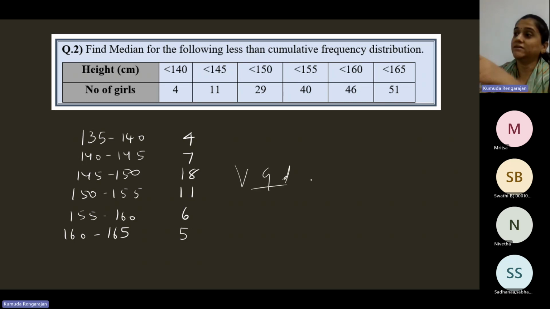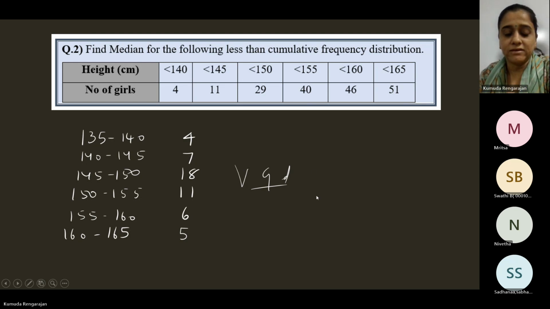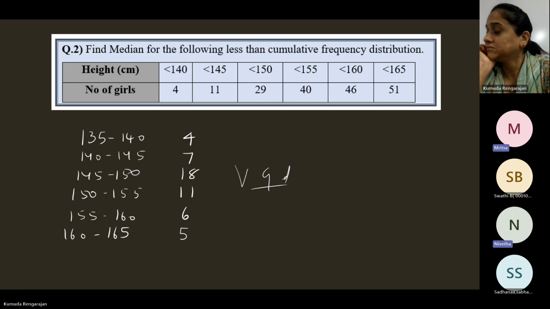Who else had completed? You also? You finished? Okay. You also finished? Good. Online children, right? Done, ma'am. Okay, good. What about the others? Nutsa, Sabarna, Sadhana, Veda, finished? Yes, ma'am. Very good.